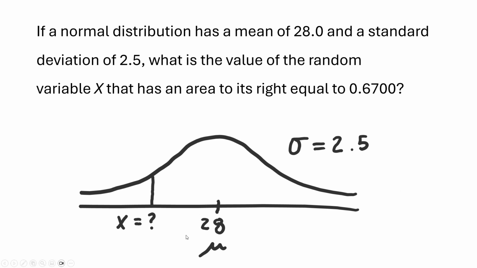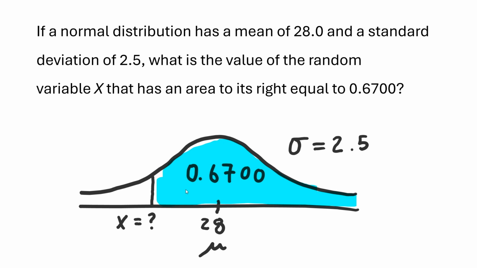So I went ahead and drew my random variable x here, not knowing what the value is, thus the question mark, but knowing that I need to trap 0.6700 to its right. The reason I drew it to the left of 28 is because I needed to trap far more than half of the area to the right. So I knew this random variable had to fall somewhere to the left of our mean. And just for a little extra flair there, that's our aim, is to find how far to the left do we need to go to have exactly 67% to the right, approximately 2/3 of the curve colored in.